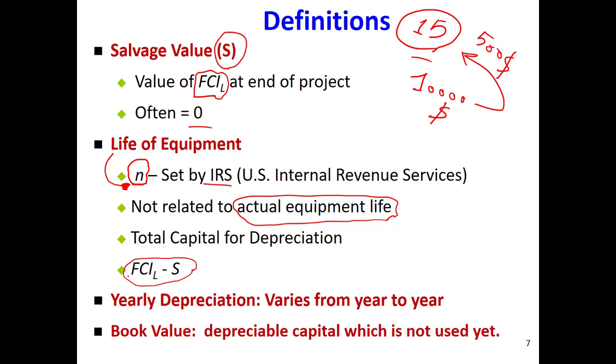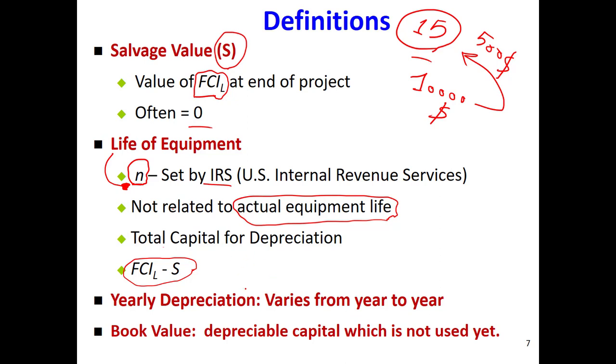Let's say this is the money that you put in to buy a new car, and this is the money that you will get once you sell your car after 10 years. So this difference is how much money you have lost, and divided by the number of years, it can give you some idea of how much money you will lose every year. So then for depreciation, we have yearly depreciation. It varies from year to year.